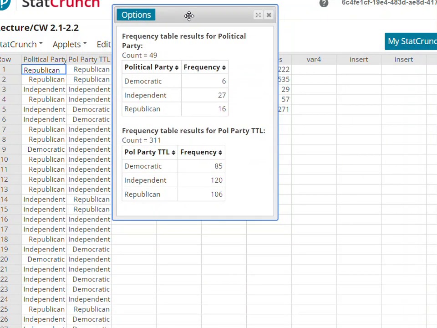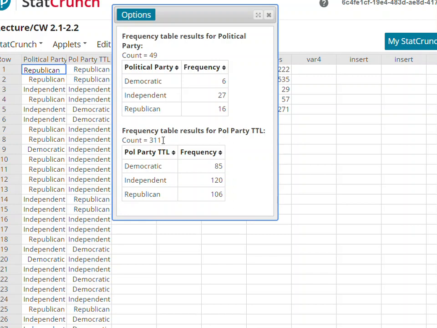So now what we see is the top table is telling me the frequency for my current semester's results. The second table down here is telling me the results for all of my surveys from 2019. And you can see, of course, that we have more respondents for Democrat, Independent, and Republican in the second table.